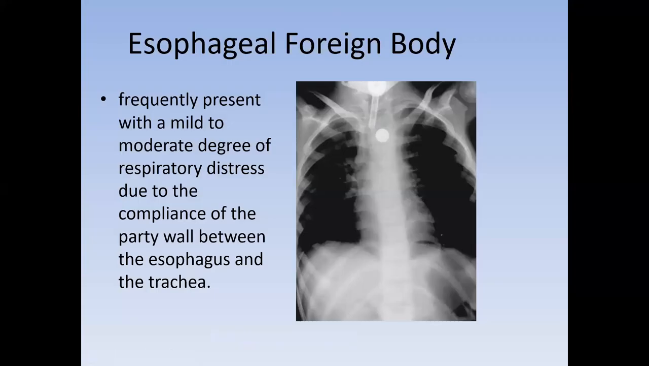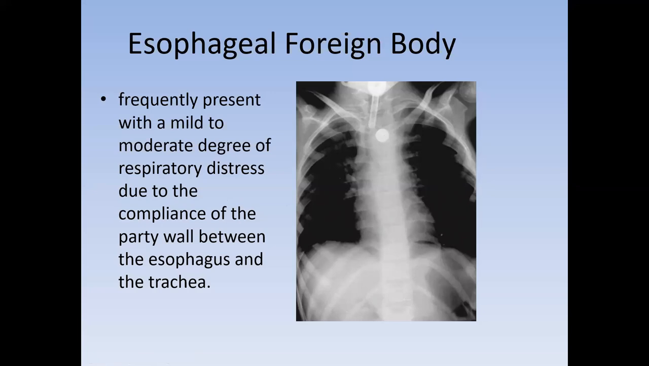So this is a foreign body in the mid-esophagus, in the thoracic esophagus. As you can see, it's below the clavicles. Frequently, they present with mild or moderate degrees of respiratory distress due to the compliance of the party wall between the esophagus and the trachea. As we saw, the anterior wall of the esophagus is the posterior wall of the trachea, and it's membranous.